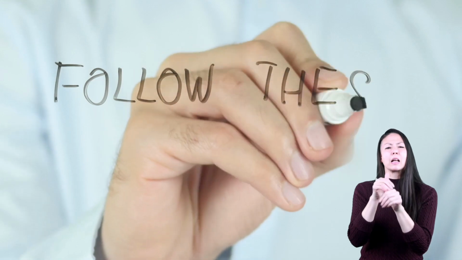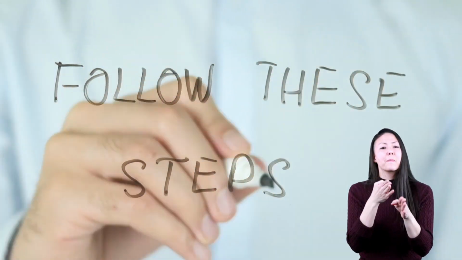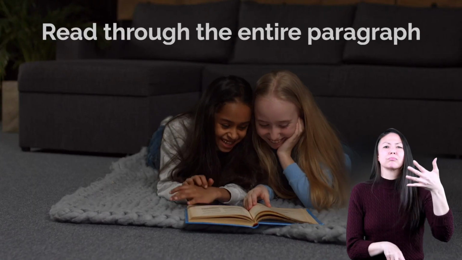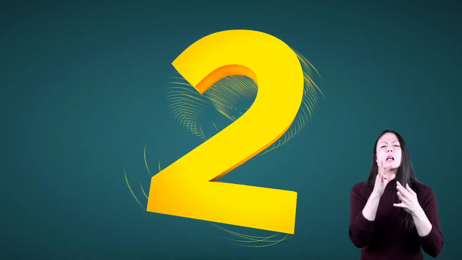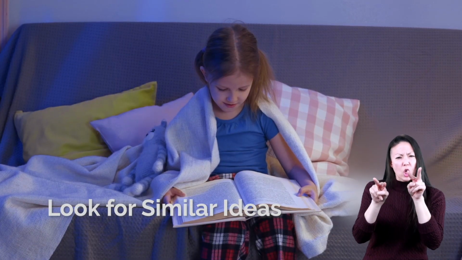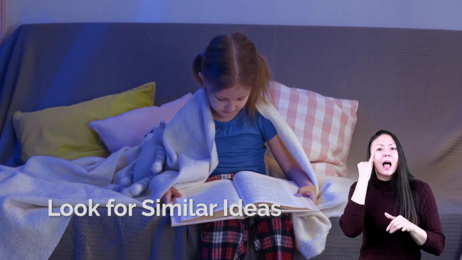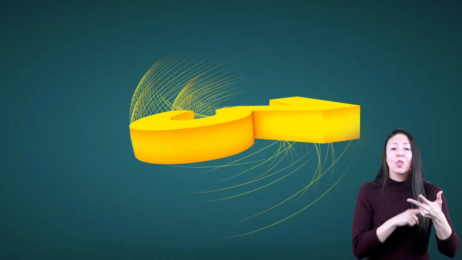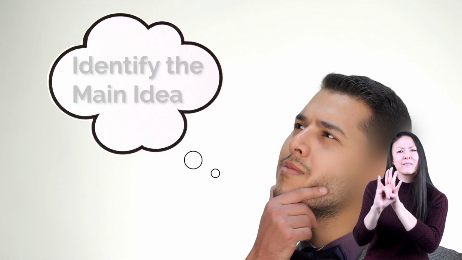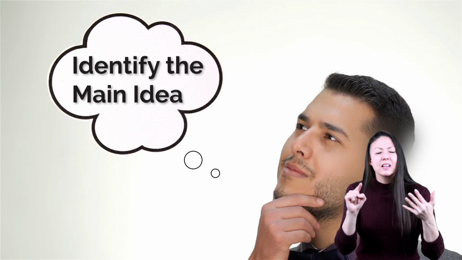When you read a paragraph or story, follow these steps to help you find the main idea. 1. Read through the entire paragraph. 2. Look for details or sentences that have similar ideas or are about the same thing. 3. Using those supporting details, see if you can identify what the main idea is.